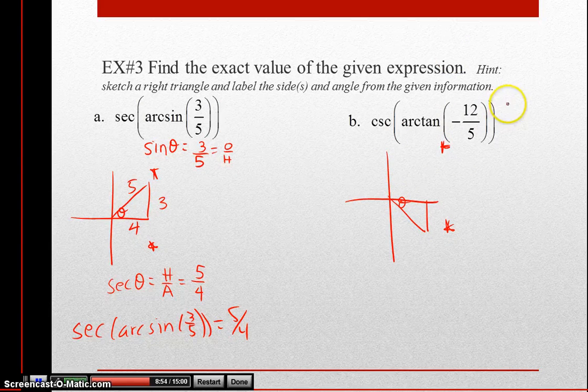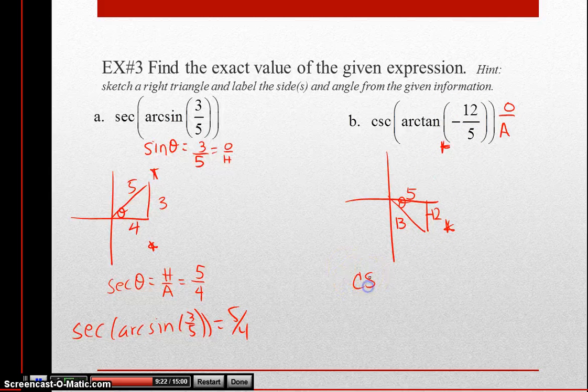The tangent is our opposite over adjacent. So we know that our adjacent is 5. Our opposite is going to be negative 12 because the y's are negative. And once again, this is a Pythagorean triple, or you could use the Pythagorean theorem to find that this side is 13 for our hypotenuse. Okay, so now we know what our theta is. It's defined with this triangle.